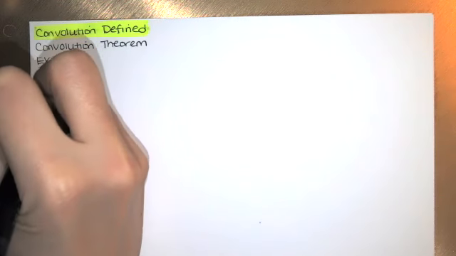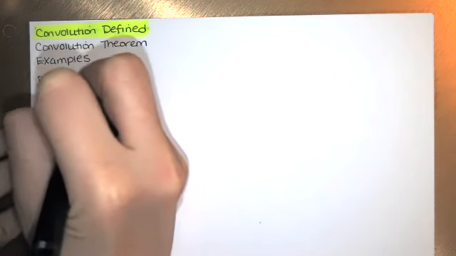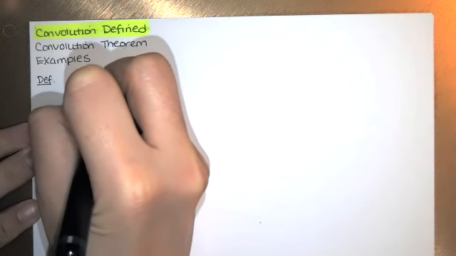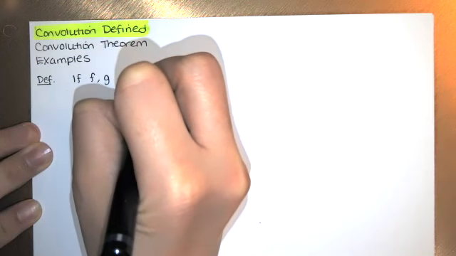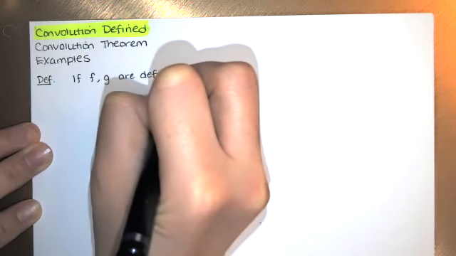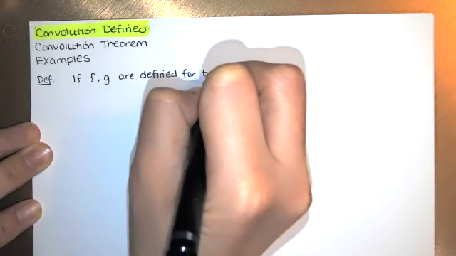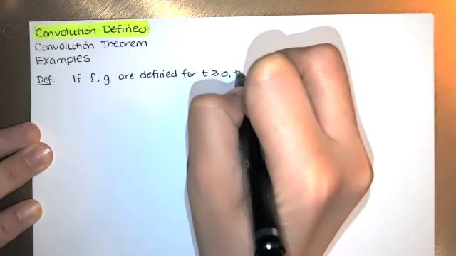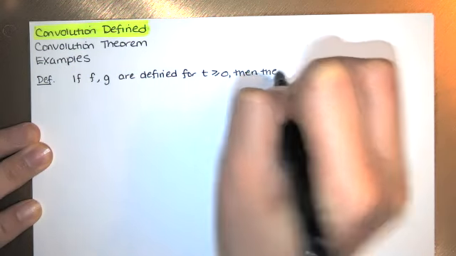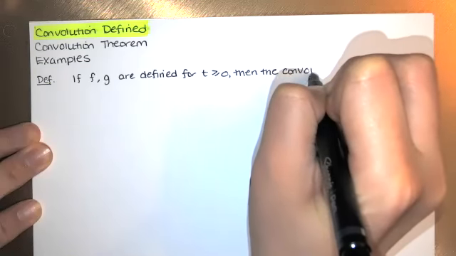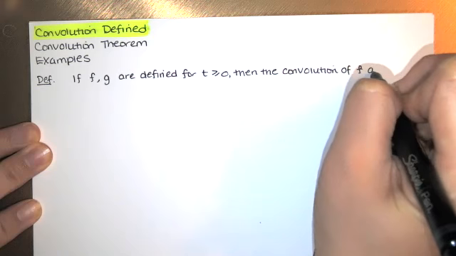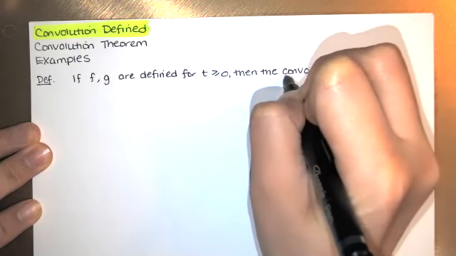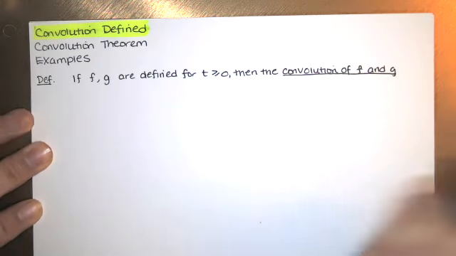So here's the definition of a convolution. If f and g are two functions of t, and they are defined for t greater than or equal to 0, then the convolution of f and g is also a function of t.